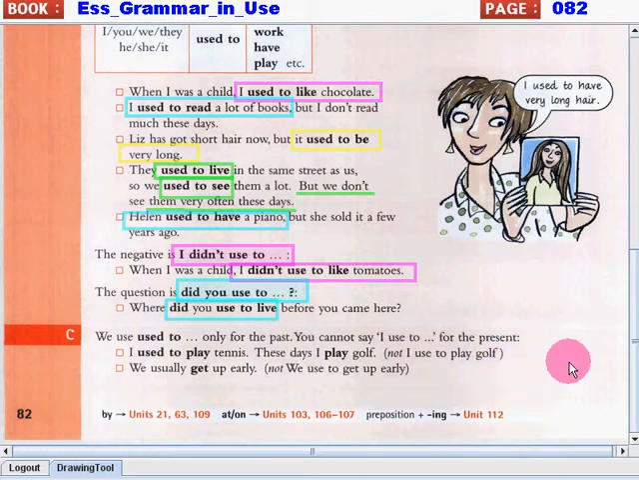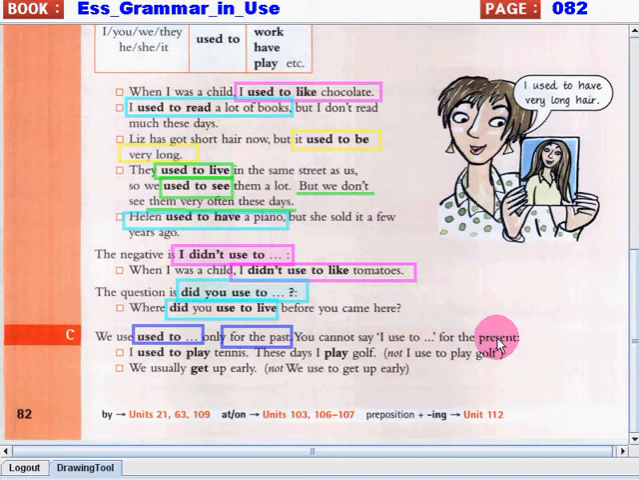Now we use "used to" only for the past. You cannot say "I used to" for the present. Remember, we only use "used to" for the past because we're talking about what happened in the past.